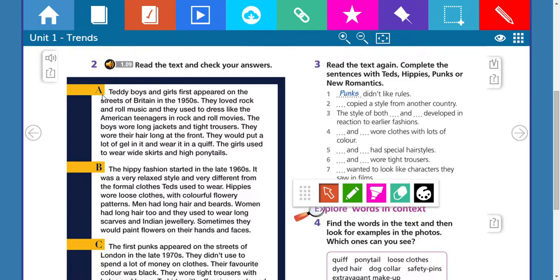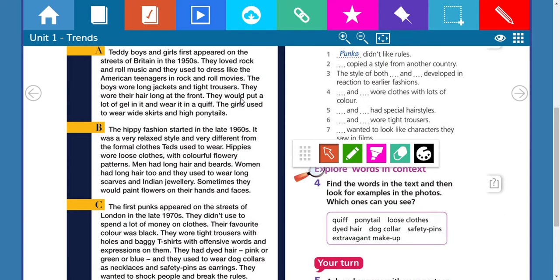A. Teddy boys and girls first appeared on the streets of Britain in the 1950s. They loved rock and roll music, and they used to dress like the American teenagers in rock and roll movies. The boys wore long jackets and tight trousers. They wore their hair long at the front. They would put a lot of gel in it and wear it in a quiff. The girls used to wear wide skirts and high ponytails.